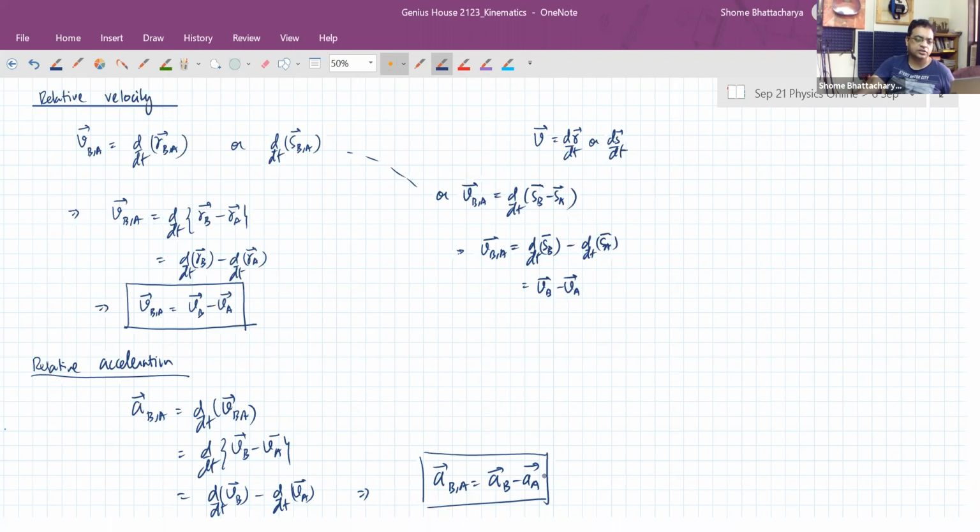We will find the velocity of the ball with respect to the moving object B or the moving person B as a function of time and integrate that to find the displacement. Or we can go on to find the relative acceleration and rederive the equations of motion. That way also we can do.